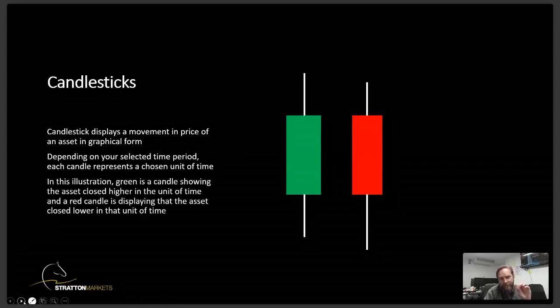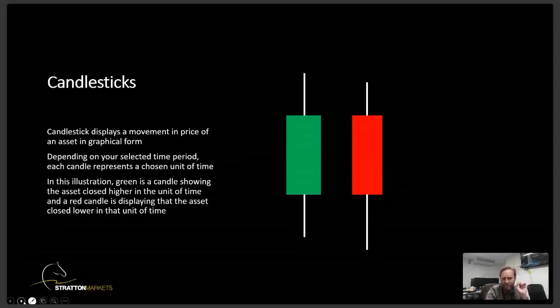Now, in this illustration, and it tends to be the standard, the green candle is showing the asset closed higher in that unit of time. So say, for example, I've chosen 30 minutes. The green candle will show that the asset closed higher at the end of that 30 minutes. The red candle displays that the asset has closed lower in that unit of time. So if we use 30 minutes, that means in 30 minutes, that asset has closed lower.